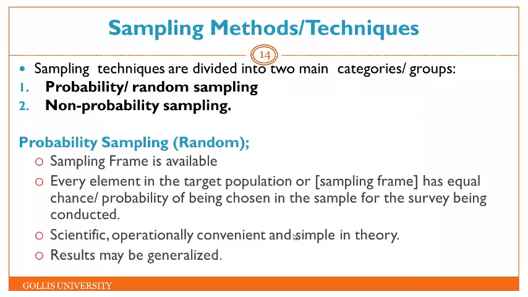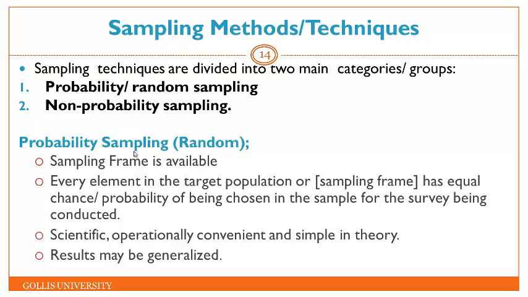Like we've said, you select your sample. And how do you select your sample? The sampling methods that we would like to clarify here include a number of processes or procedures which it is important for us to elaborate. Sampling techniques are divided into two main categories: probability random sampling as well as non-probability sampling. We'll talk about probability sampling or random sampling.